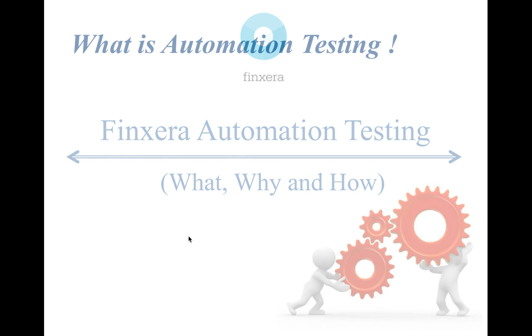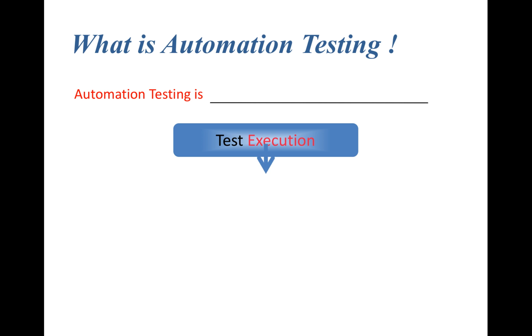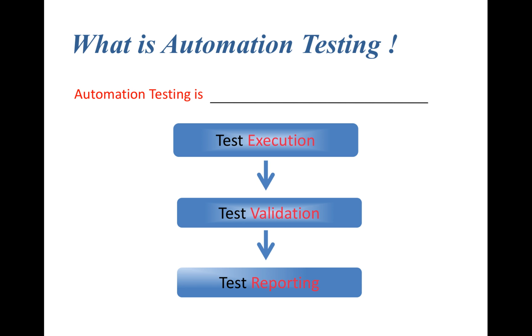let's start. What is automation testing? In very basic terms, automation testing is execution of these three processes: test execution, test validation, and test reporting. Even if you think about testing in general, whether it is manual or automation, we basically do these three things: test execution, test validation, and test reporting. There are a few more things which are involved maybe prior to this process or after test reporting, which may differ, but this is the very basic and the very core of testing, right?